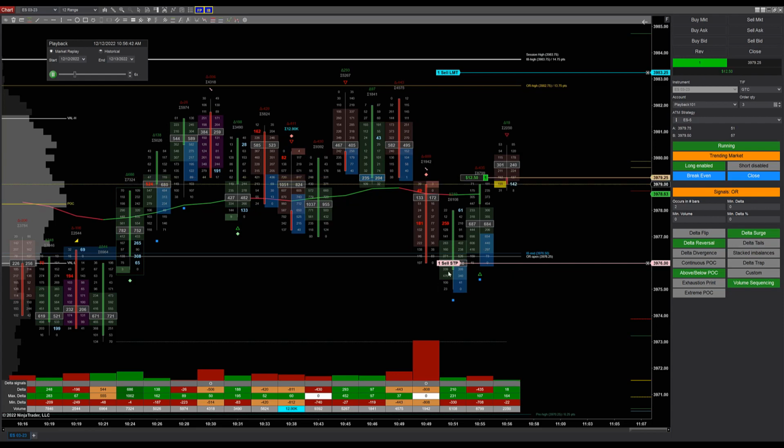Now I have this set, as you'll recall in the setup video. This has got a chandelier stop, so 1.5 times the initial risk. This will move to break even. I could just do it with the press of this button, move it to break even. Let's just let it run here and see if we can get the push.